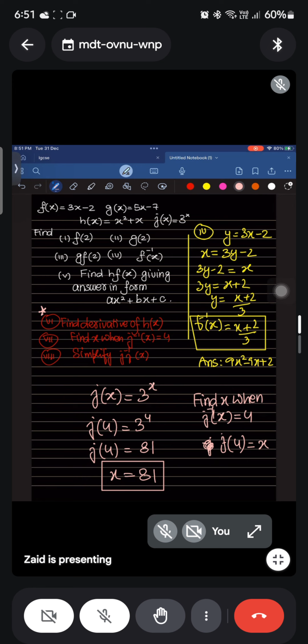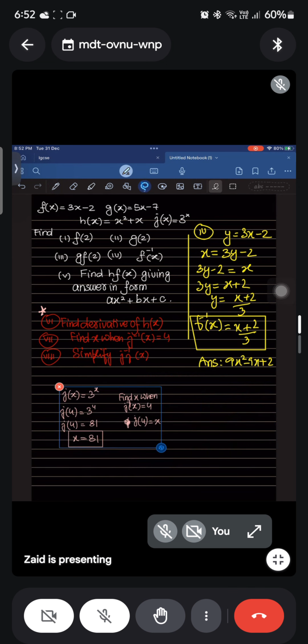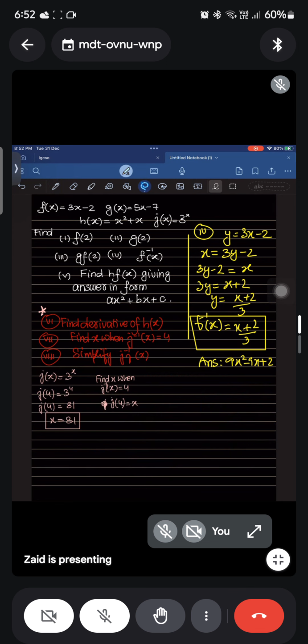Are you all done with this concept? Yes. Okay, that's great. Alhamdulillah. So now the next thing we need to do, let's keep this with us.